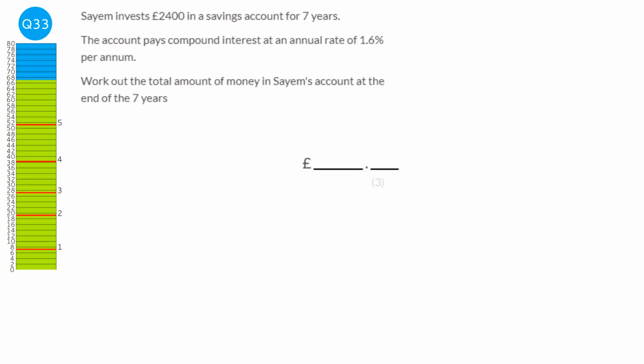Okay, so we're going to start off by working out the multiplier, and we always start off with 100%. We're told that the compound interest rate is 1.6%, so we're going to add 1.6% to the 100%, and it's going to be 101.6%.